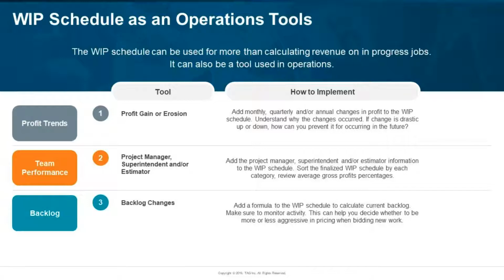If you're looking at a job-by-job basis, sometimes you can't really see the big picture on how an individual is doing as a whole, right? So by sorting the WIP schedule by these different individuals, you can really see how they're doing with all their jobs, not with a select few.